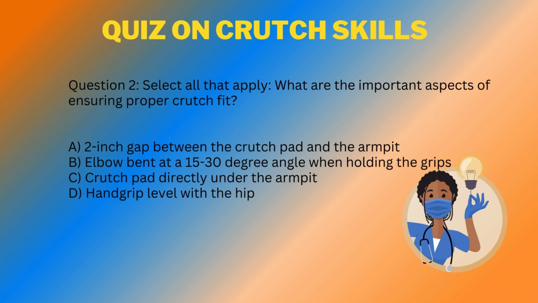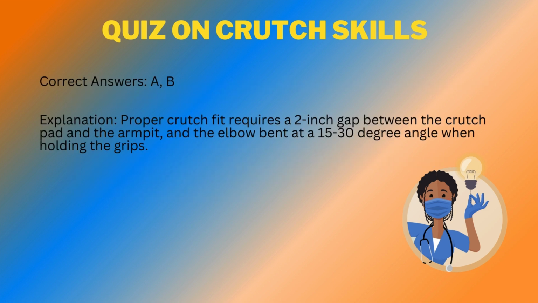Question 2. Select all that apply. What are important aspects of ensuring proper crutch fit? A. 2-inch gap between the crutch pad and the armpit. B. Elbow bent at a 15 to 30 degree angle when holding the grips. C. Crutch pad directly under the armpit. D. Hand grip level with the hip. Correct answers: A, B.